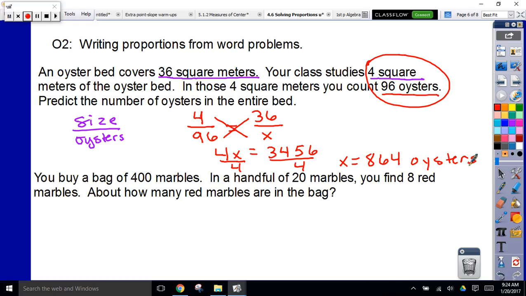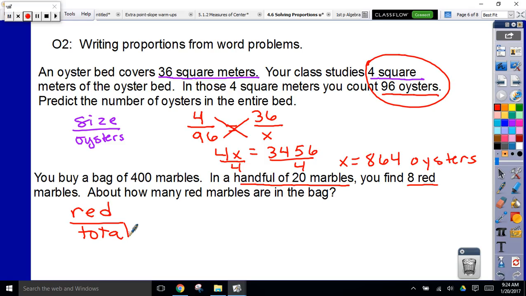That's kind of like mixed marbles, right, Hannah? I have a handful of 20. Okay, so out of a handful of 20, there's 8 red. So you're putting those two together, the handful of 20 and the red. In the handful, are they all red? No. So we have total marbles to red marbles. I'm going to put the red on top. So I'm going to use red marbles to total marbles.